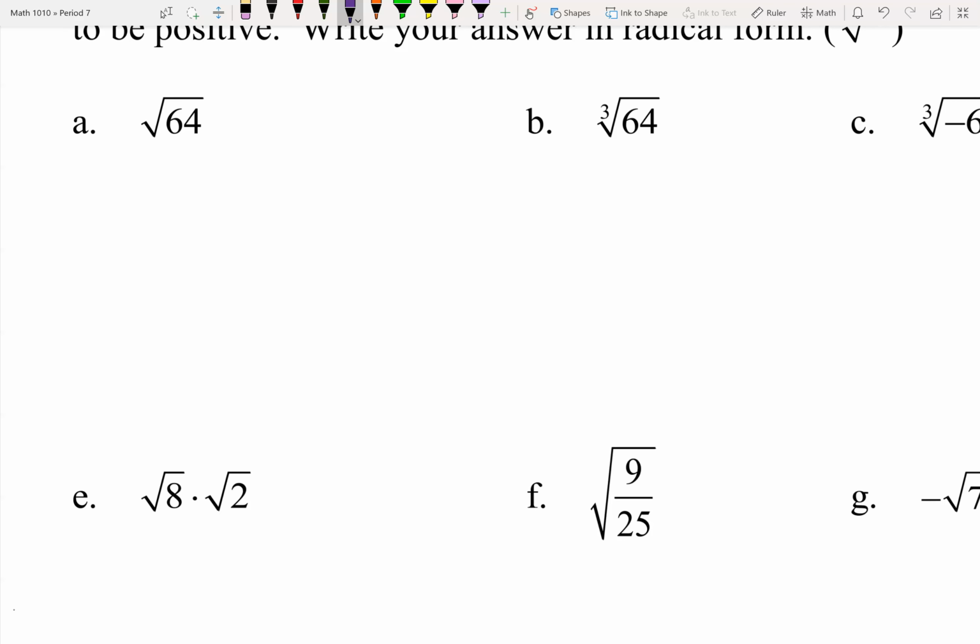But not too fast. So if I'm going too fast, let me know. What's the square root of 64? 8. Done. Okay. If you don't know that in your head, you can hit second, x squared, 8, hit enter, and you got it. Okay.